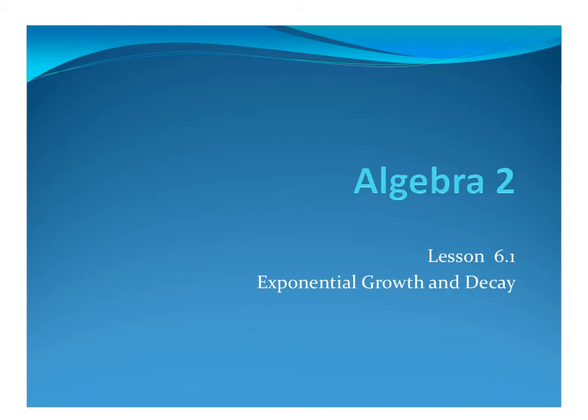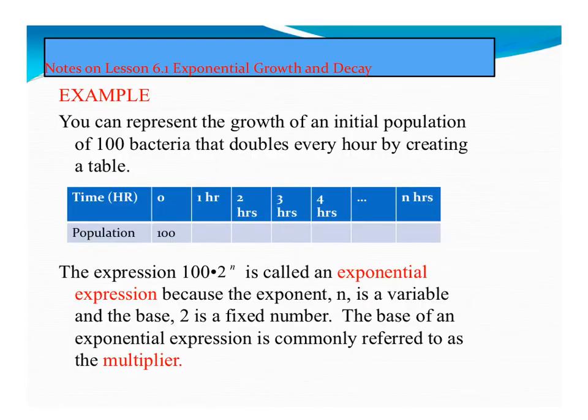In lesson 6.1, we'll be exploring exponential growth and decay, and it's going to be super exciting. One way we can represent growth of bacteria is to set up a table. So say you start out with 100 bacteria, whatever they may be, at time 0, and then after each hour they double. So after 1 hour you end up with 200, and after 2 hours you end up with 400, and so on and so forth.